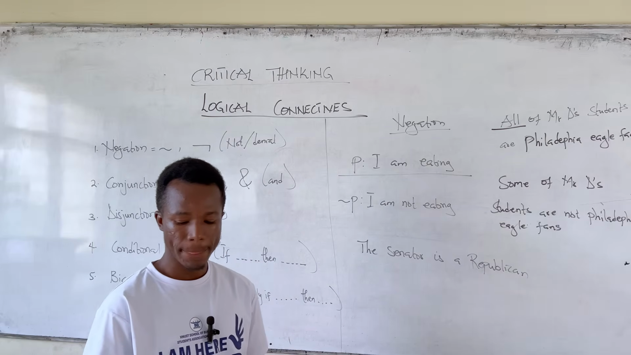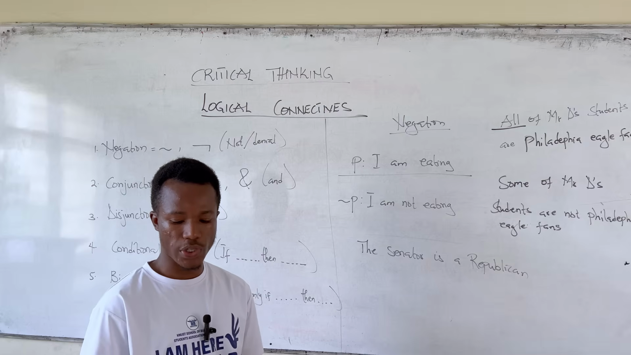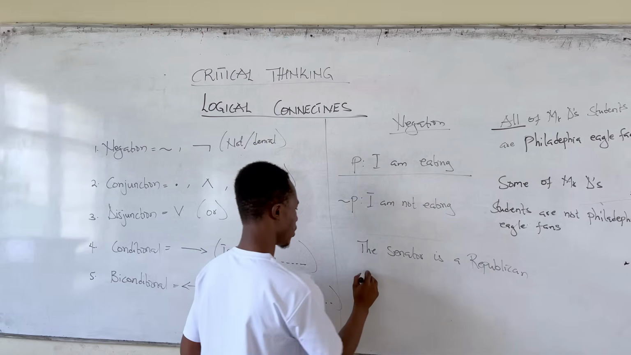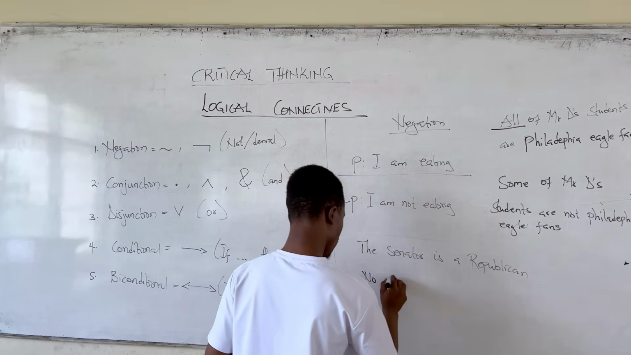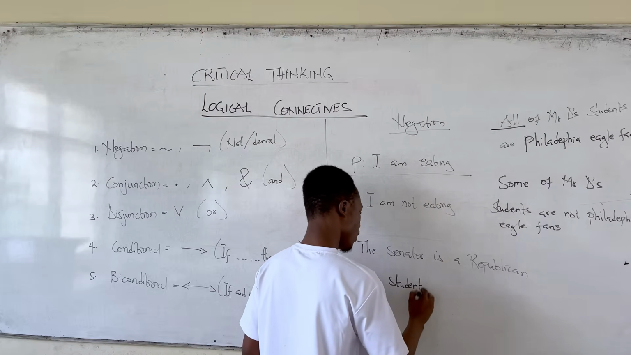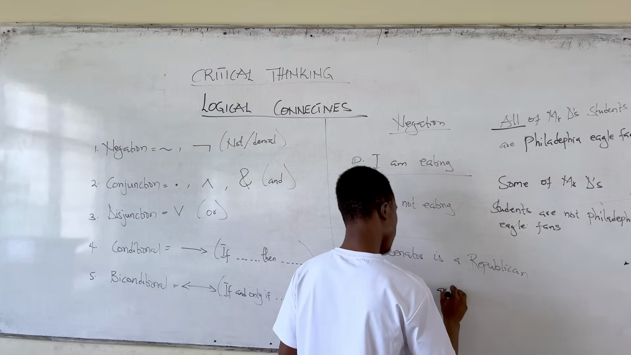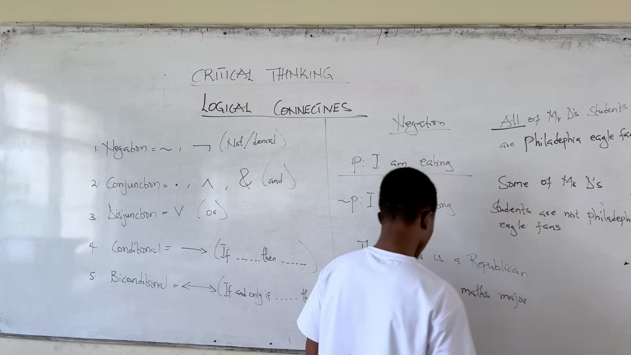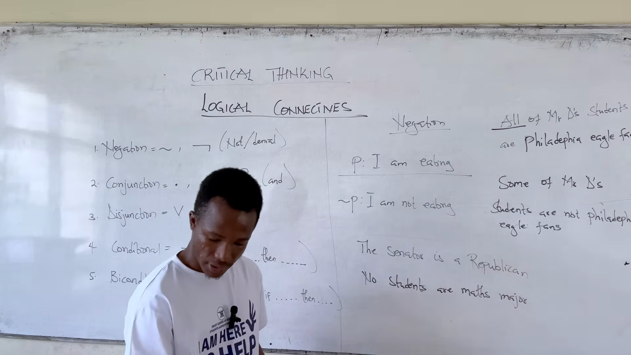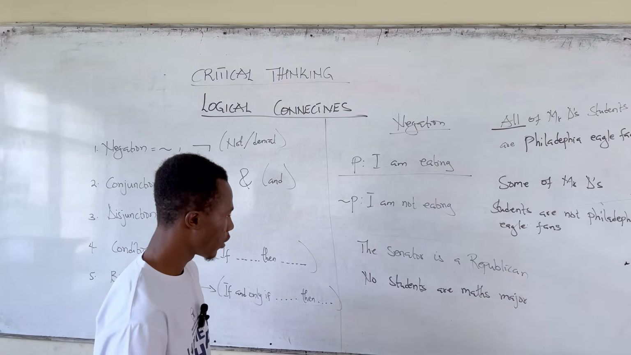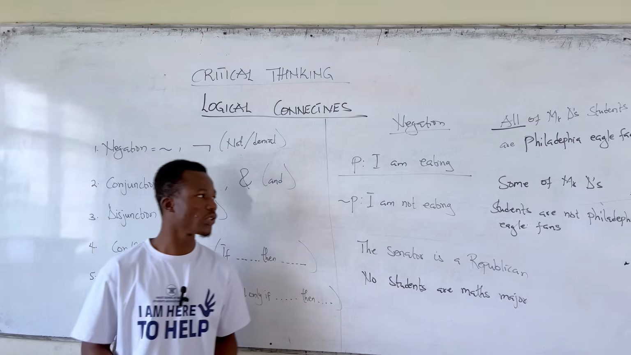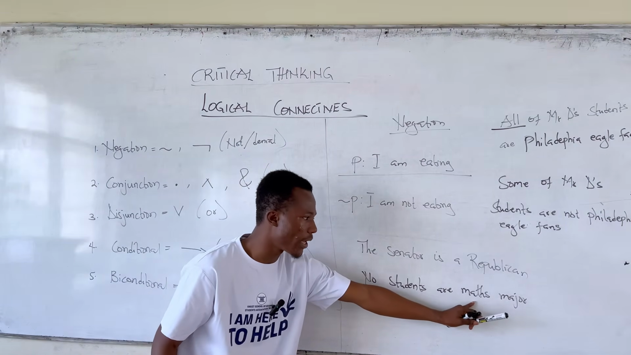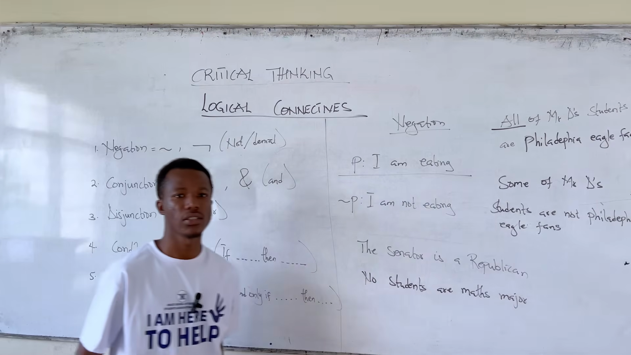Okay. No students are math majors. Okay, no students are math majors. No students are math majors, right? So we want to negate this. This one is trying to tell us that if we have 10 students, none of them is specializing in what? Maths. I hope you get it.